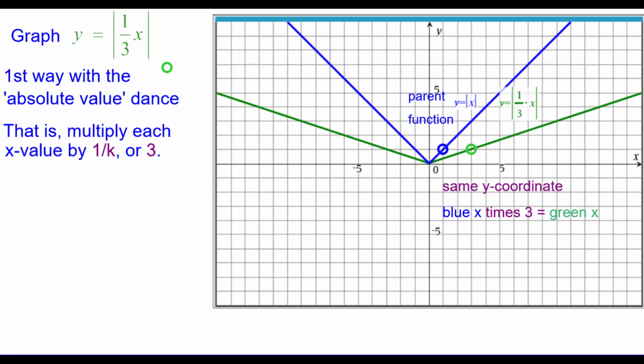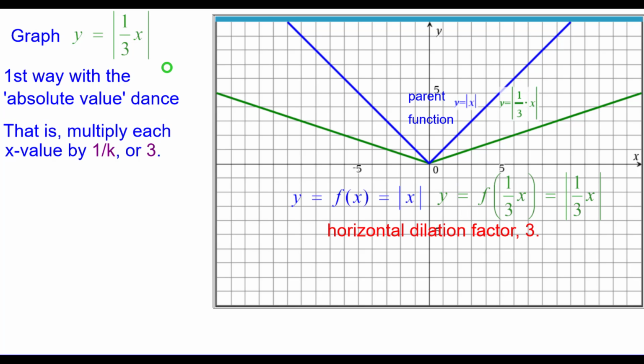Notice we're going to multiply each x value by the reciprocal of 1/3, which is 3. And you'll notice here the blue and the green point have the same y coordinate, but the blue x coordinate times 3 is the green x coordinate. Not just for those 2 points, but for these 2 points, and all the points on the graph. We call this a horizontal dilation factor of 3, a horizontal stretch.